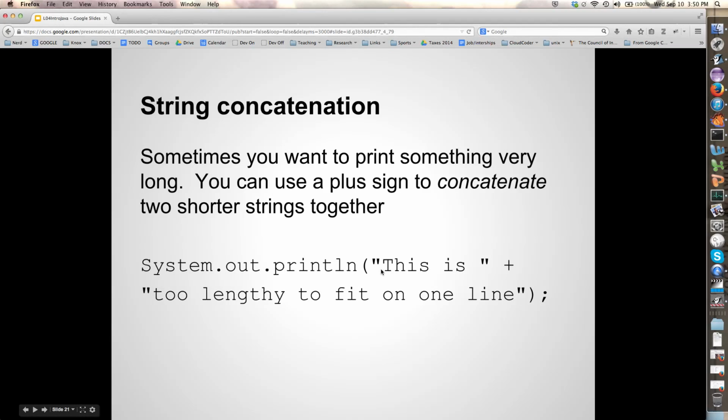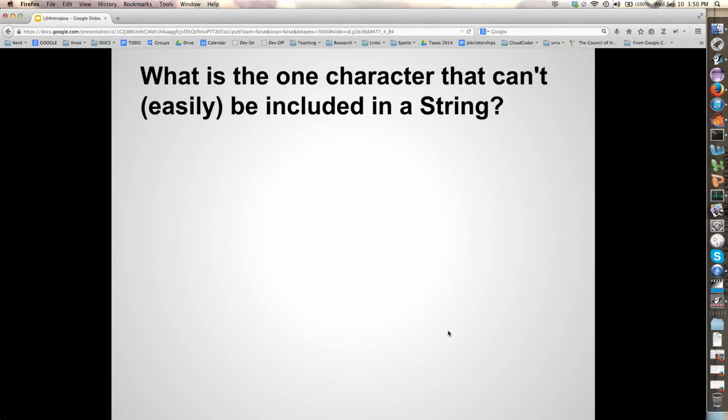Now, you note, because these are string literals, we've got this is. We've got to put a space here because there's no space here, right? If we left this space out, it would print this is, and then with no space, too lengthy to fit in one line, which is not grammatically correct. That's not what we wanted. So that's string concatenation. Now, of course, this is kind of a trivia point, but what's the one character that can't easily be included in a string?